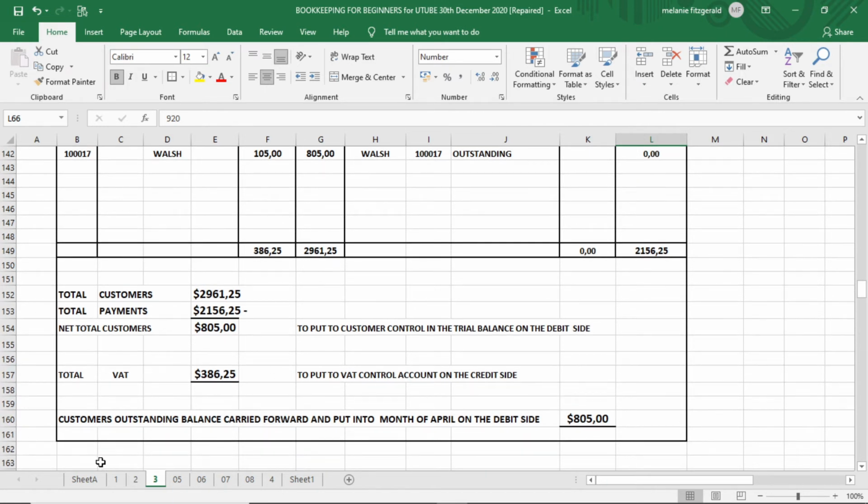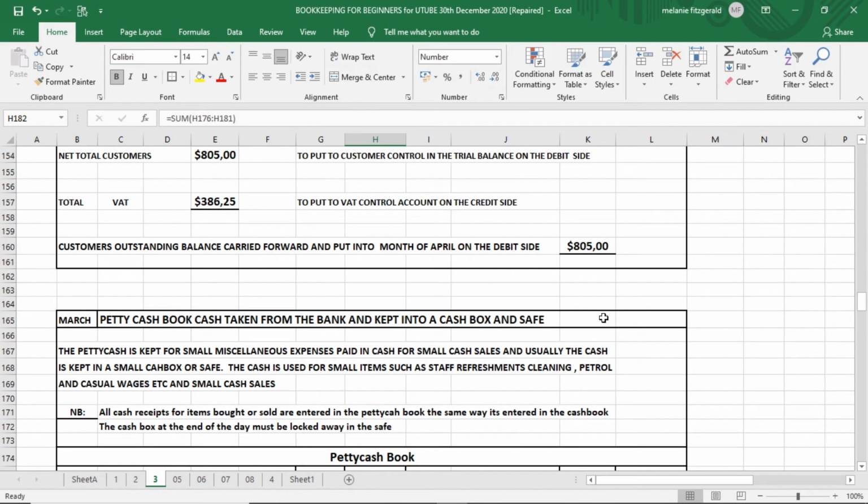All right, so the customer's outstanding balance carried forward and put into the month of April on the debit side is $805. And in the month of April, we will then carry that forward on the debit side because that's money still owing us. Like Welsh didn't pay us, he's still outstanding. Okay, so now we're going to do the petty cash book.